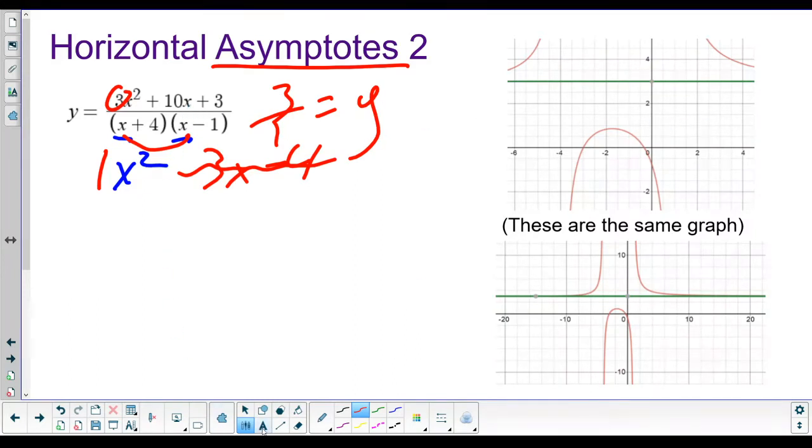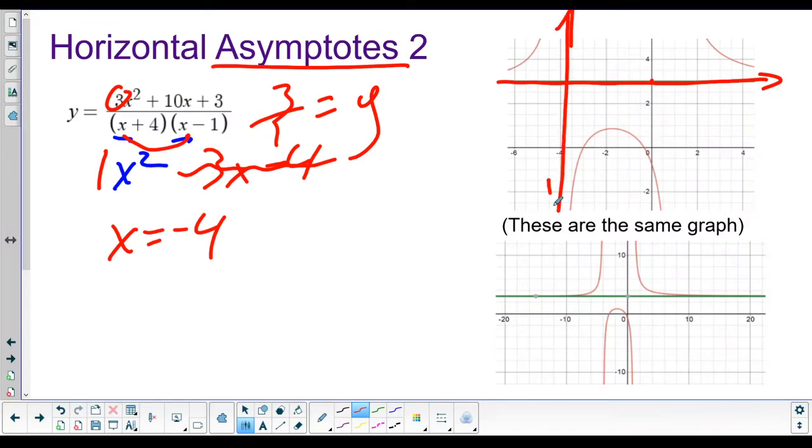So if we look at our graph, here's the graph of this function. Right here at 3, you can see our horizontal asymptote. And again, if you zoom out, you can see that it takes a while to taper off, but you can still see it. We can also see our vertical asymptotes here. Solve both of these for x when you set it equal to 0. x equals negative 4. Right there at negative 4, we have a vertical asymptote.